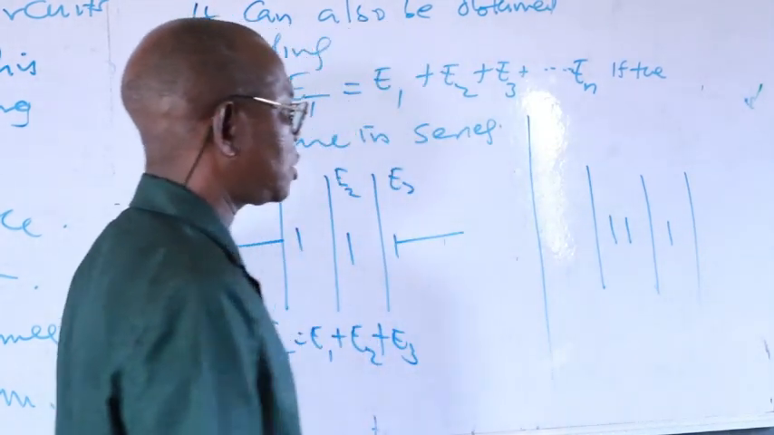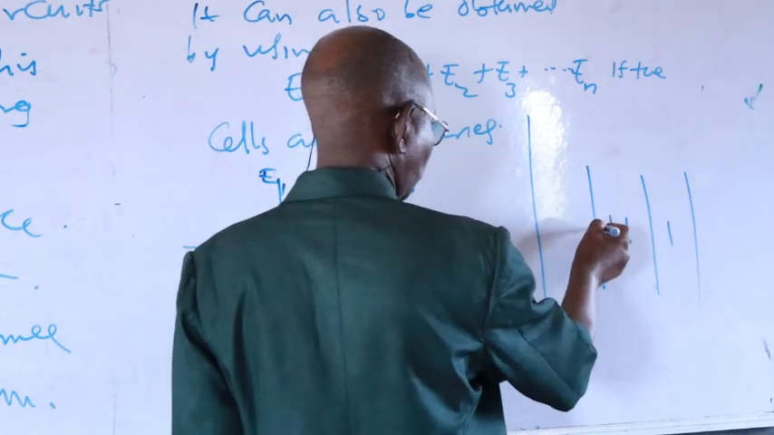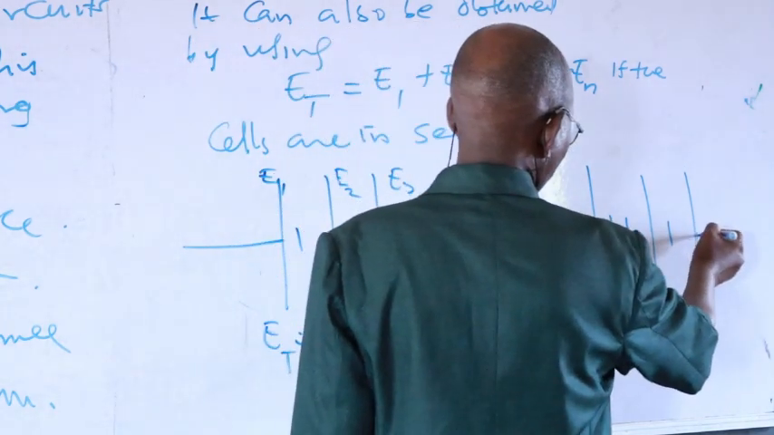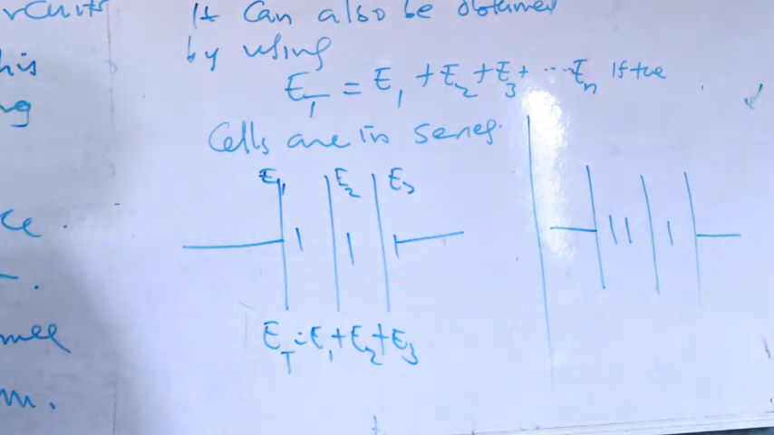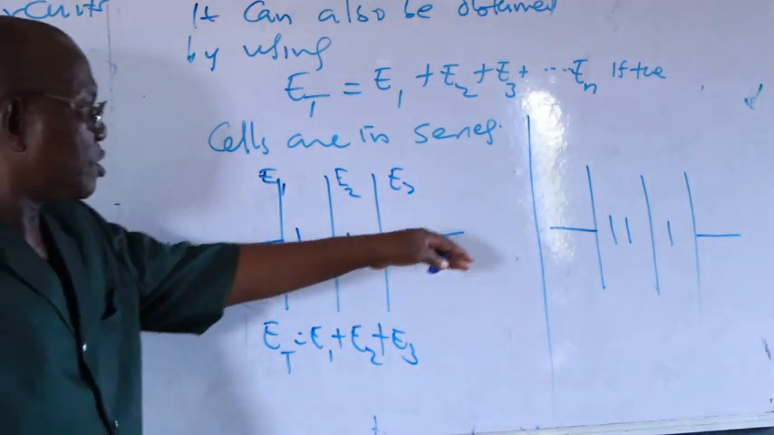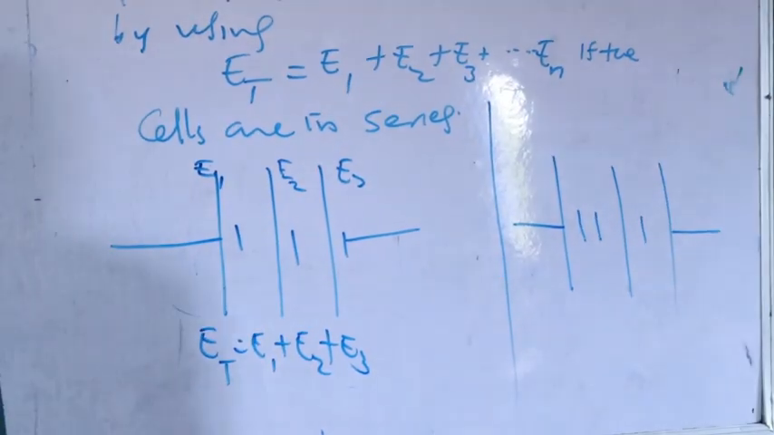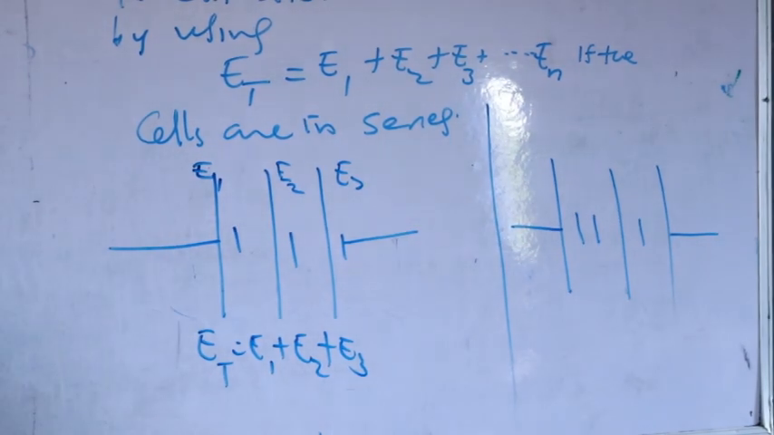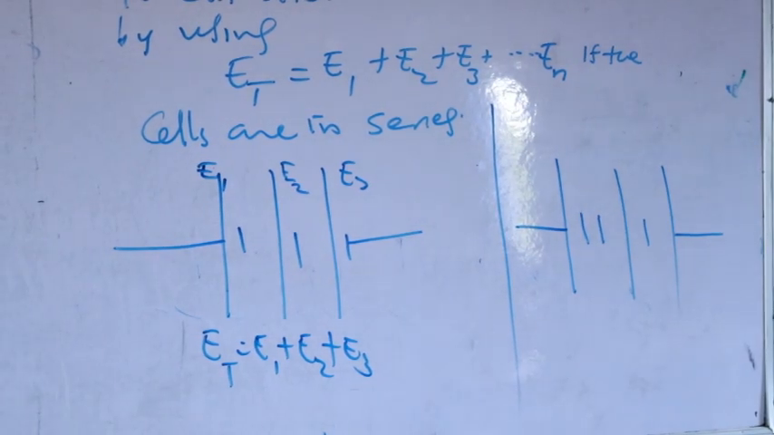Do you know that this arrangement is also series? If you observe very well, this arrangement is different from that, but they are both in series. What's the difference between them?